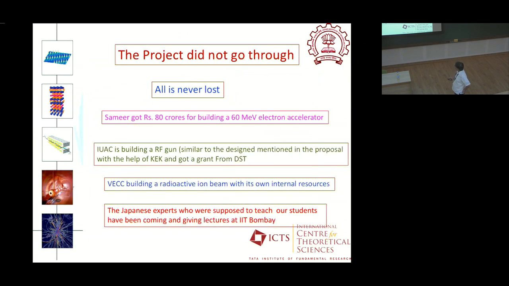Well, the project did not go through, but all is never lost. Samir presented exactly the same proposal except just for producing radioisotopes. From DAE, it got 80 crores for building a 70 MeV electron accelerator. IUAC is building an RF gun, probably with the help of KEK in a similar manner, and they have gotten a grant from DST. VECC is now building a radioactive ion beam with its own internal resources, which was also mentioned as one of the objectives of the center.